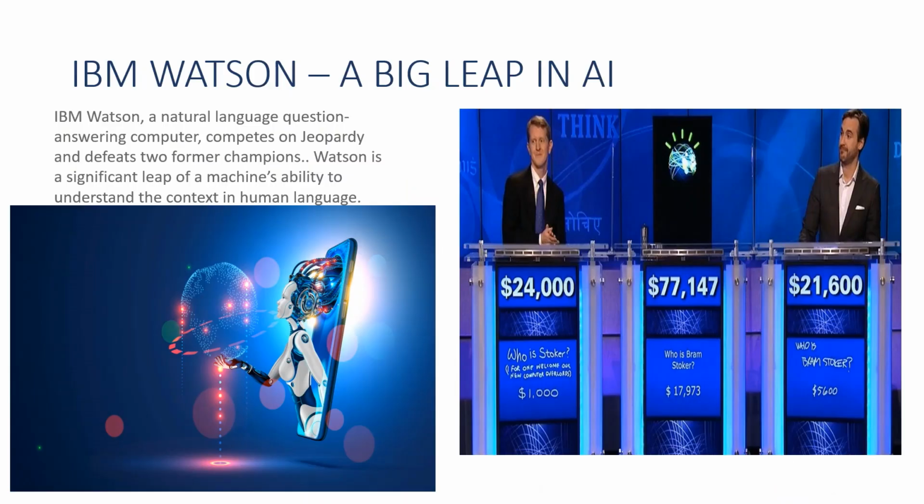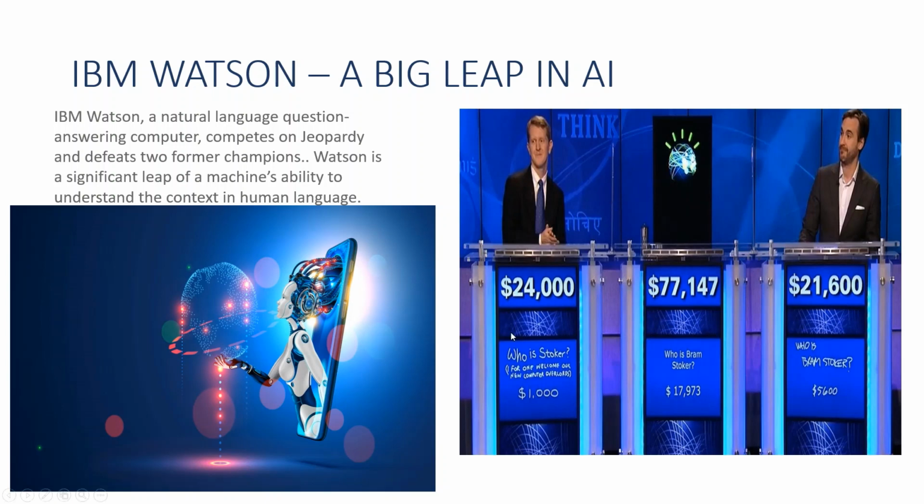Okay. Now let us read about IBM Watson, a big leap in AI. What does this mean? A great achievement here, you can say. IBM Watson, a natural language question answering computer, competes in Jeopardy and defeats two former champions. Watson is a significant leap in a machine's ability to understand the context in human language.